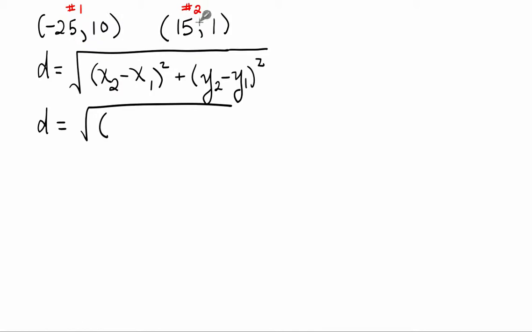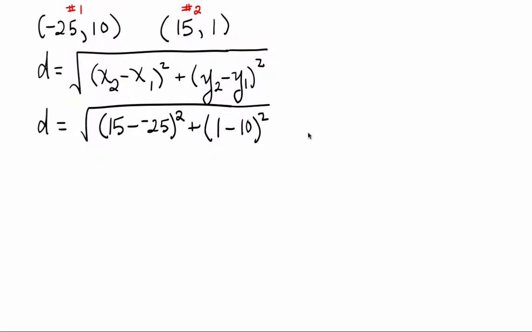x2, point number 2, that's 15. Minus x of point number 1, that's -25, so (15 minus -25) squared, plus (y number 2 is 1, minus y of point 1 is 10), also squared.